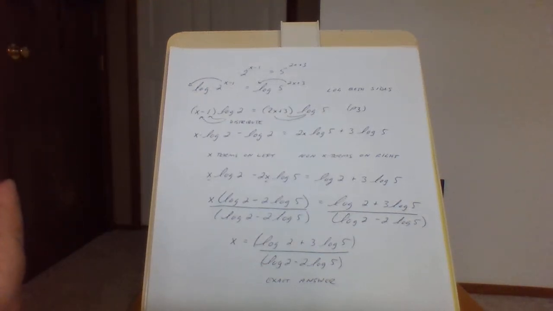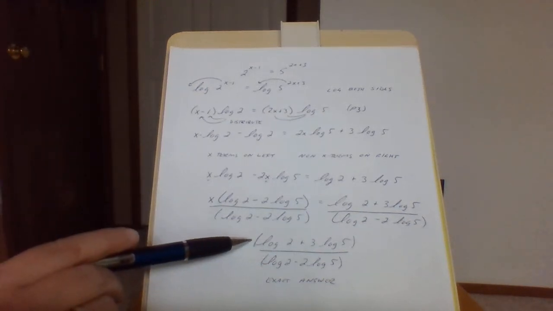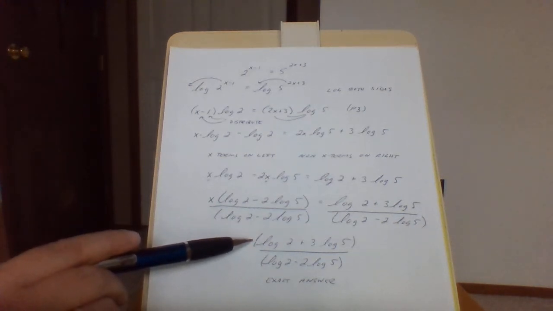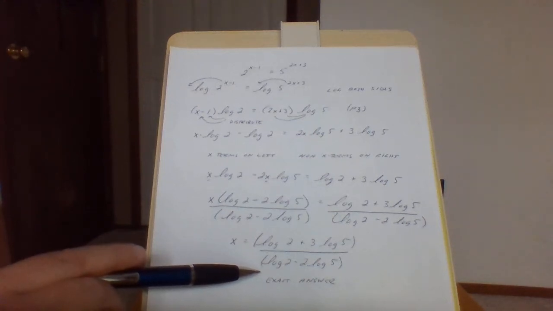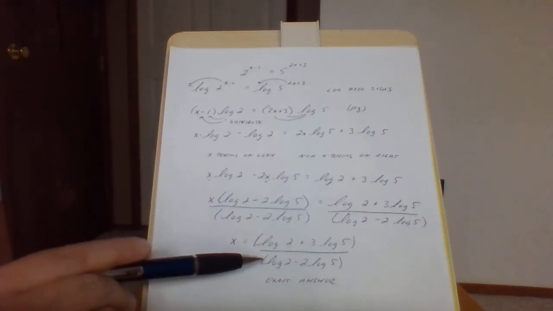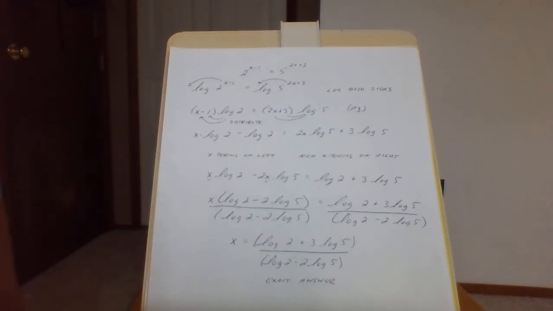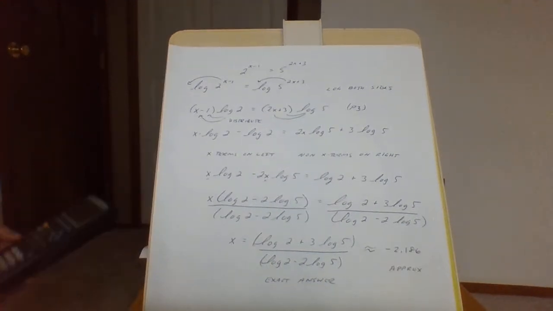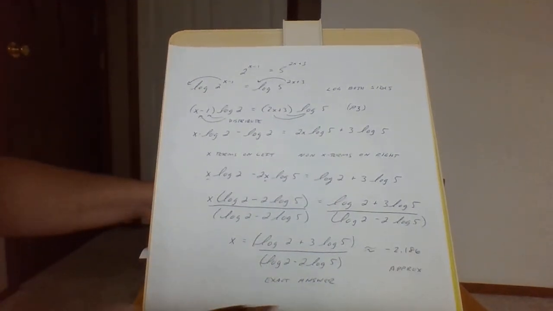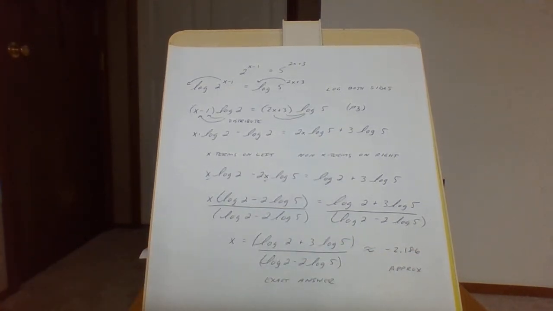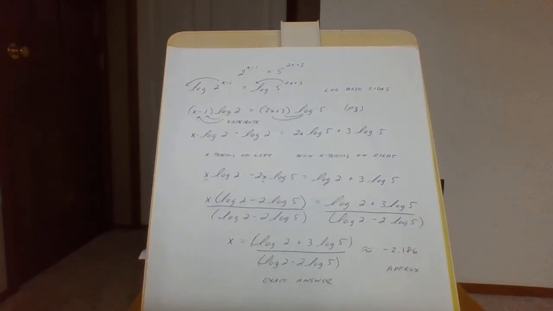When you go to type that into your calculator, you're going to want to make sure you put parentheses around each of those so that you can divide it out correctly. This would be my exact answer. Let's go ahead and divide this out with our calculator so we can get a decimal equivalent, and we're just going to approximate it. Let's go to just a couple digits. When I divided this out, I got approximately negative 2.186. I went to 3 decimals. If you want to go to 2 decimals, that's okay.